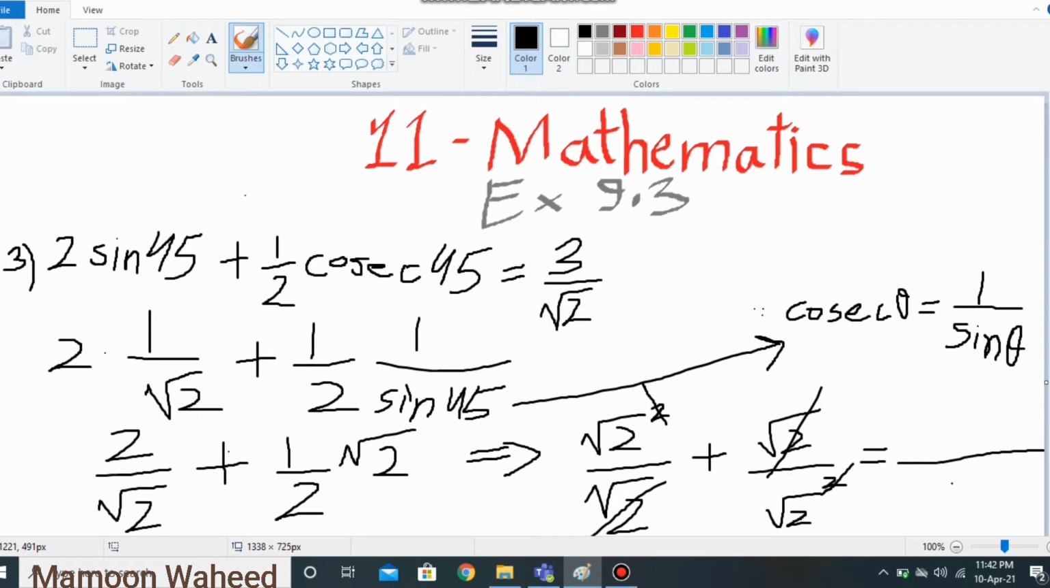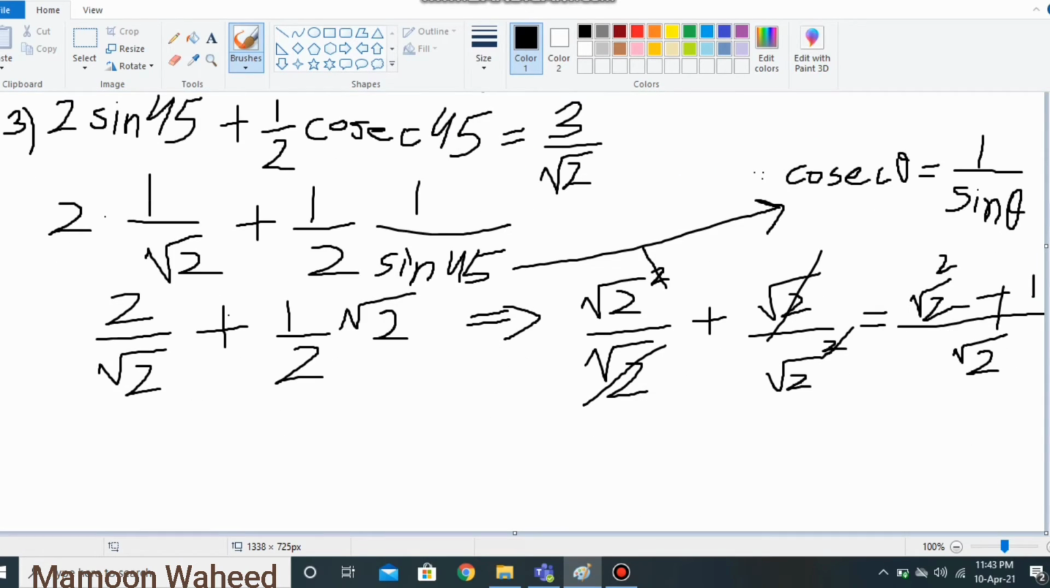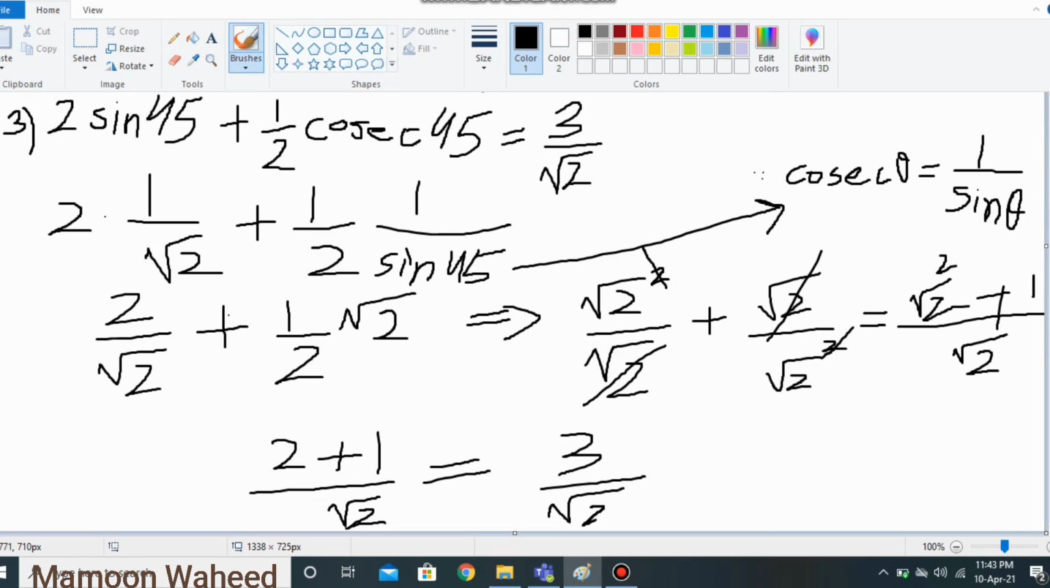square root 2 whole square plus 1 over square root 2. On simplification, it will become 2 plus 1. 2 plus 1 is equal to 3, and square root 2 will be as it is, so proved, equal to the right hand side.